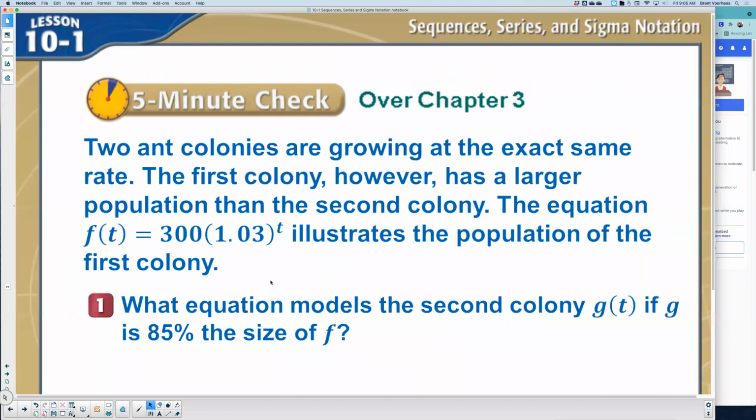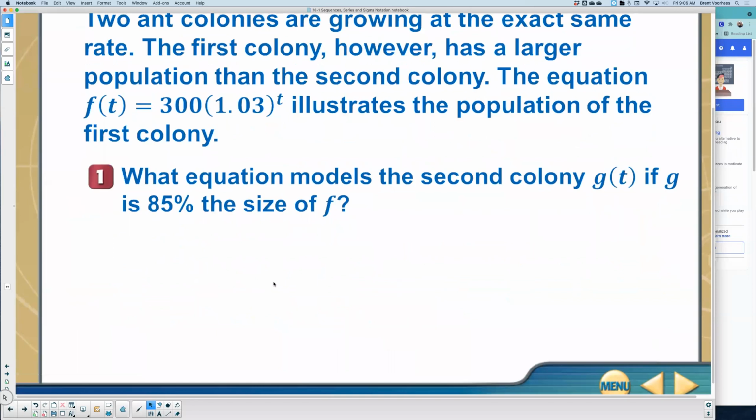So let's just first start with, do we understand what's going on? Given this equation F, what do the pieces of information in that equation refer to? For example, what does the 300 refer to? That's the initial. Very good. When we dealt with exponential, the front value was the initial, and in this case, it would be initial population. So I'm going to just say initial pop.